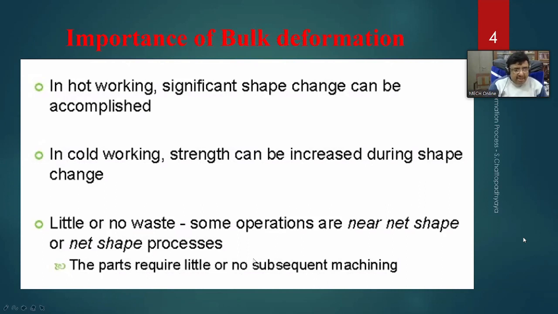So the parts require little or no subsequent machining. It is a case of net shape manufacturing process or near net shape manufacturing process. In sand casting, it is not at all a near net shape manufacturing process because you have to do many post-processing. But in case of investment casting, it is near net shape manufacturing process. Die casting, near net shape manufacturing process. Vacuum casting, near net shape manufacturing process.